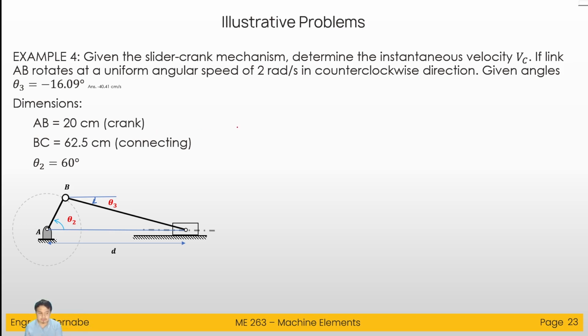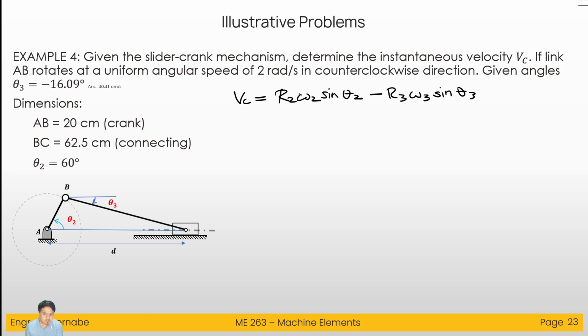To solve for that, we already have a way to solve for the instantaneous velocity Vc. So Vc here is a little bit complicated. It is R2 omega 2 sine theta 2, minus R3 omega 3 sine theta 3.